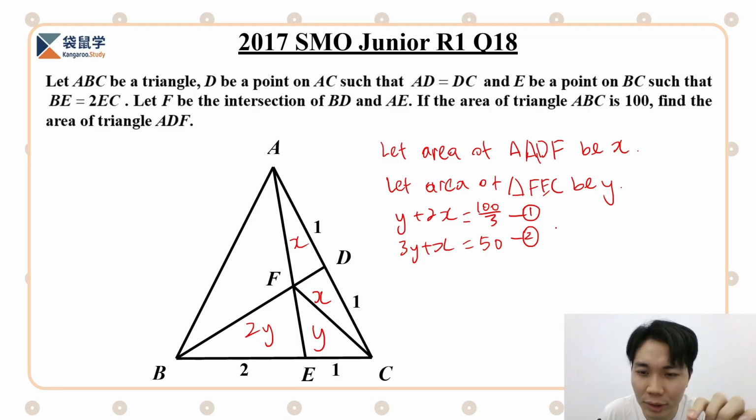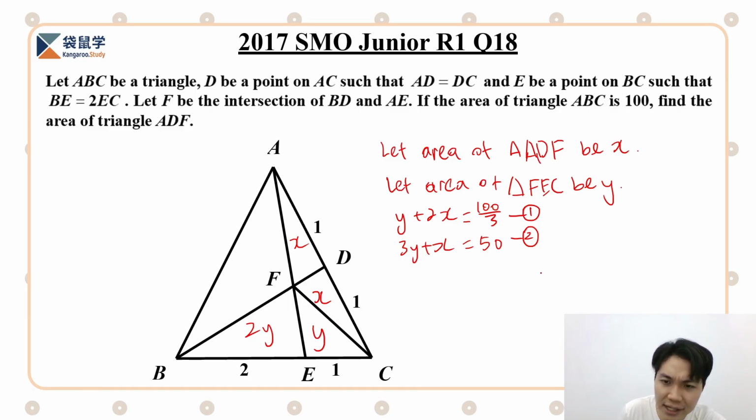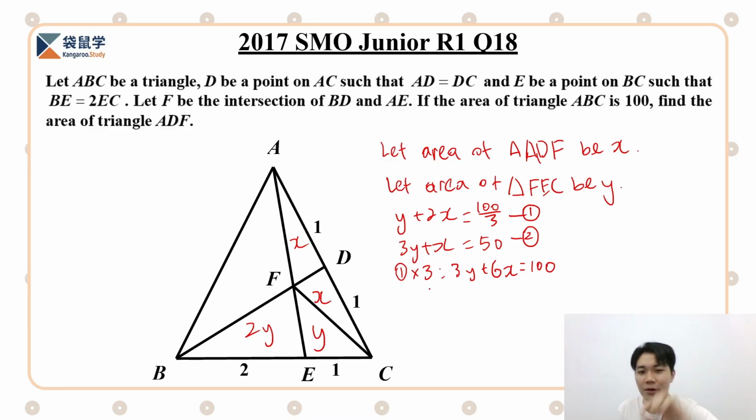How to use it? We notice first equation has Y, second equation has 3Y. We want to get rid of Y totally. So it looks like we need to match with 3Y. So first, equation number 1, we can multiply by 3 to make it the same. So we get 3Y plus 6X. We get rid of the denominator, is just 100. Yes, and now, first equation we have 3y, second equation we have 3y, we can name it equation 3.